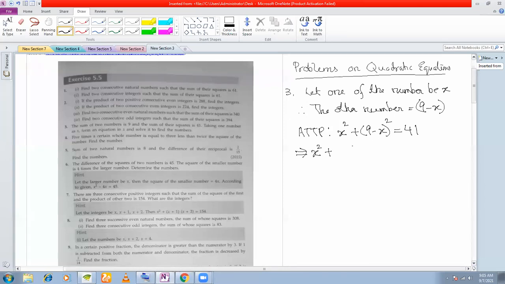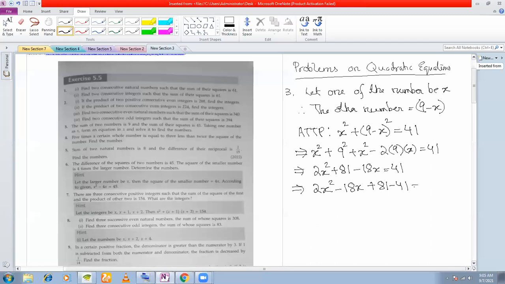x square plus (9 minus x) whole square, using a square plus b square minus 2ab, is equal to 41. So you get here 2x square, and 9 square is 81, minus 18x, is equal to 41. So you get 2x square minus 18x plus 81 minus 41 is equal to 0. So 2x square minus 18x, and 81 minus 41 is 40.